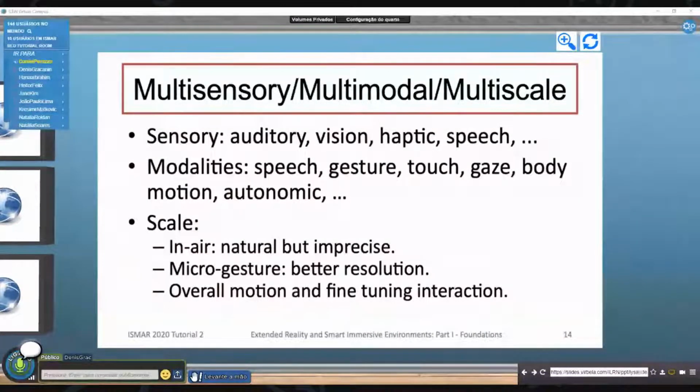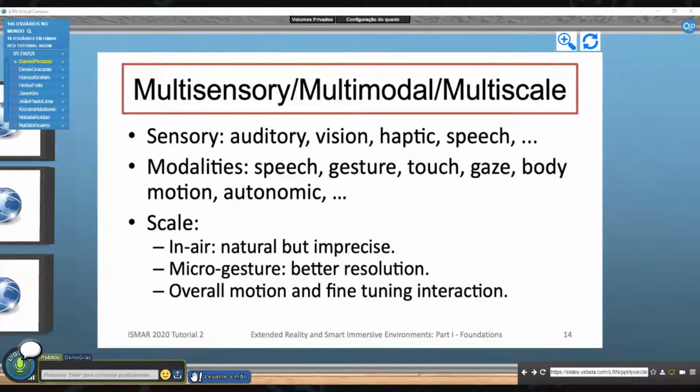In addition to that, we also need to deal with multi-sensory, multimodal, and multi-scale aspects. We have auditory, vision, haptic, speech, olfactory, sensory information. In terms of modalities for interaction, we have speech, gesture, touch, gaze, body motion, and so on, and also scale for those interactions. And we can look at the in-air gestures that are natural but somehow imprecise. Then we have a micro gesture with better resolution with some additional devices. And then we can also look at the overall motion and fine-tuning interaction.